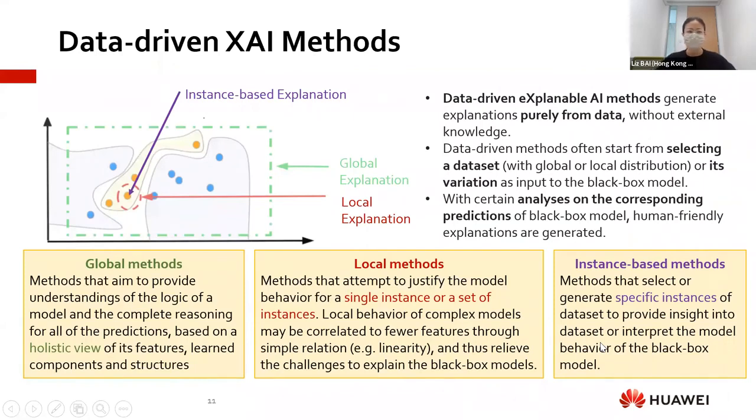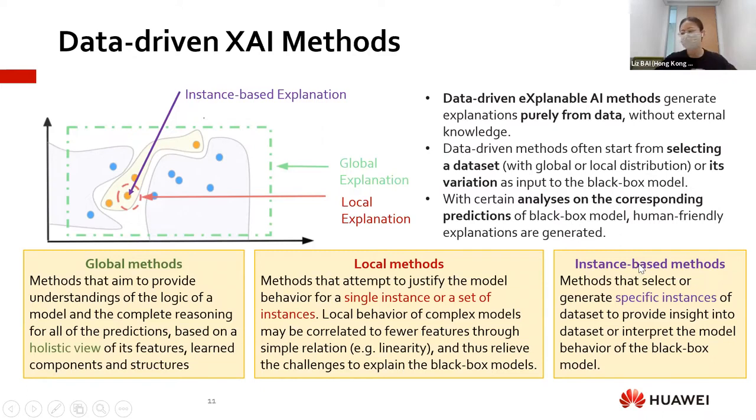And for the XAI methods, there are mainly two kinds of ways. The first way is the data-driven way. In the data-driven way, we have mainly three kinds of methods. The first one is the global methods. The second one is the local methods, and also we have instance-based methods. So let me introduce what the difference is. For the instance-based methods, for example, this is an object and you detect it as a white thing. So you just explain it. That is, given an instance, explain why.